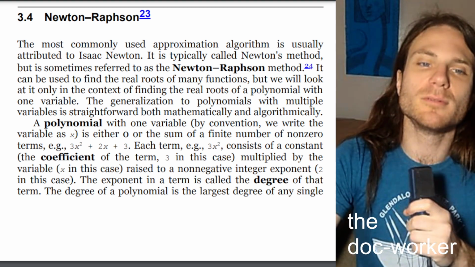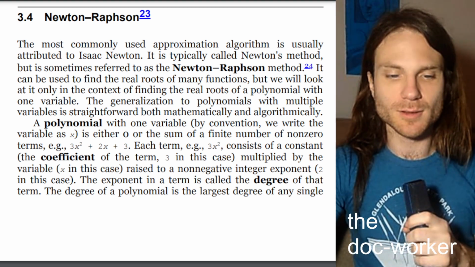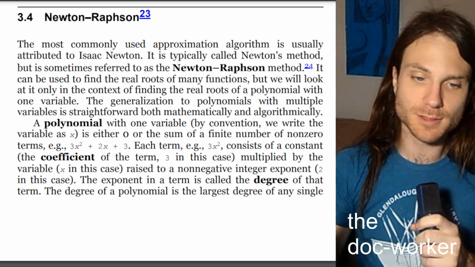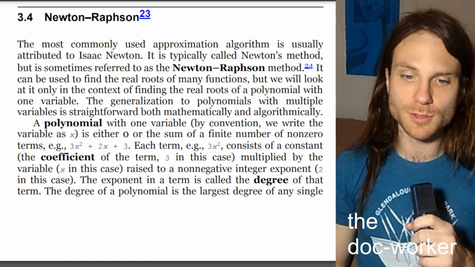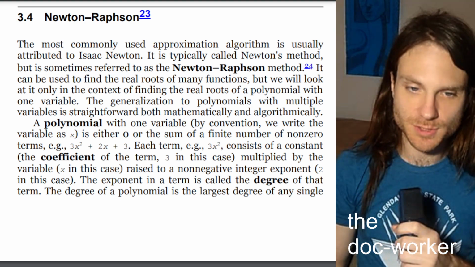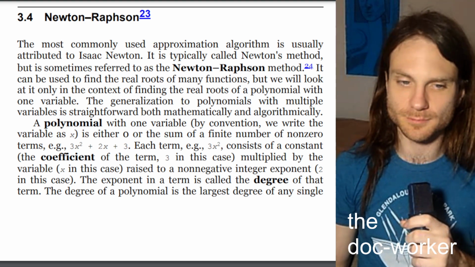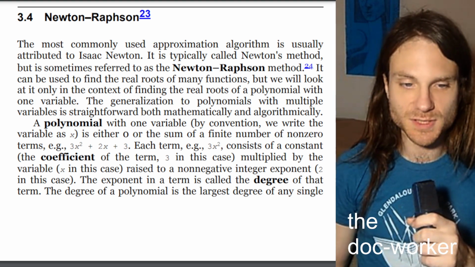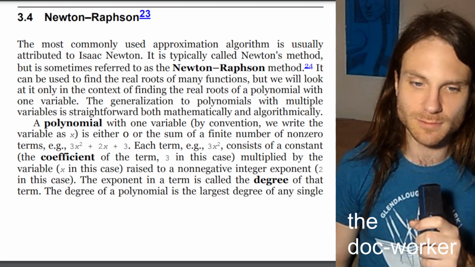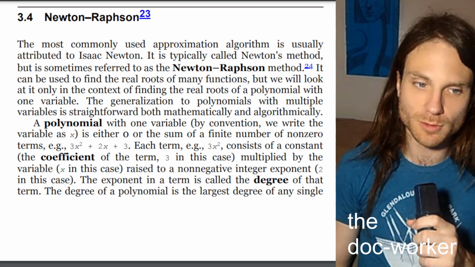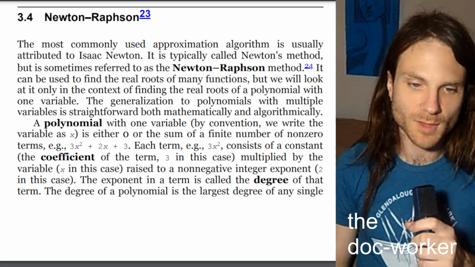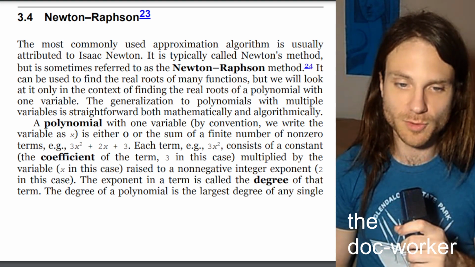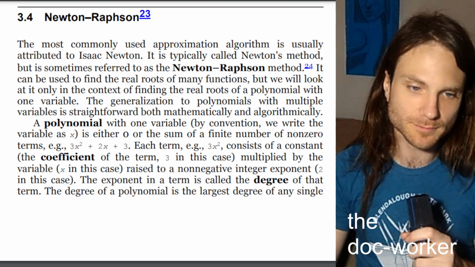3.4, Newton-Raphson. The most commonly used approximation algorithm is usually attributed to Isaac Newton. It is typically called Newton's method, but is sometimes referred to as the Newton-Raphson method. It can be used to find the real roots of many functions, but we will look at it only in the context of finding the real roots of a polynomial with one variable. The generalization to polynomials with multiple variables is straightforward, both mathematically and algorithmically.